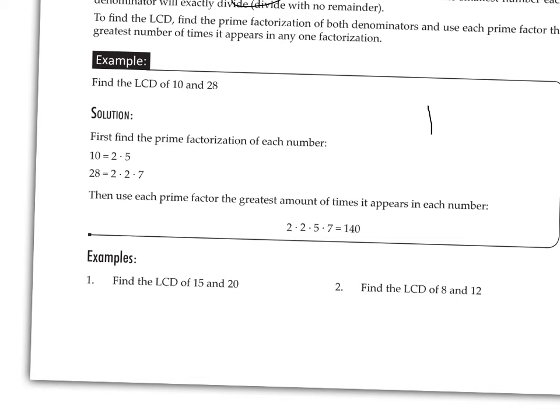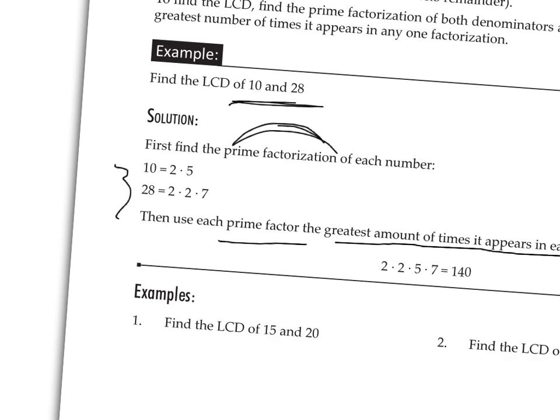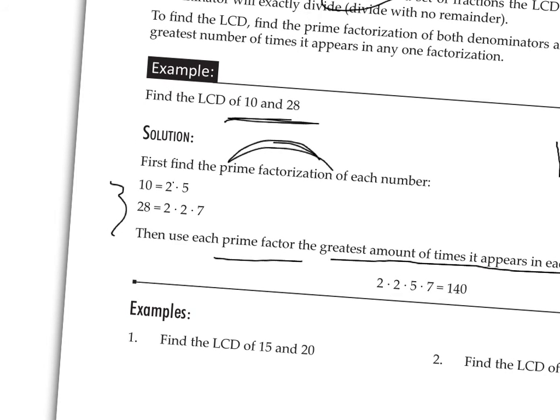The directions here say first find the prime factorization. If I'm looking for a least common denominator for 10 and 28, I can find the prime factors, and then use each prime factor the greatest amount of times it appears in each number. So I just take the biggest group of each factor. For instance, I see some 2's here and here. Well, this is the bigger group, so I take this whole group. I take the biggest group of 5's and the biggest group of 7's, and when I multiply all that together, it gives me the least common denominator, or the least common multiple, also it's called.